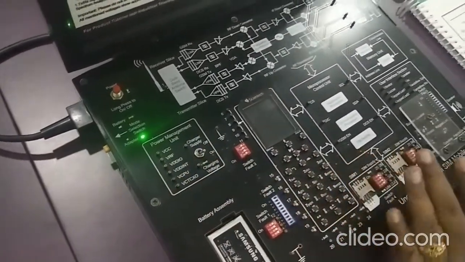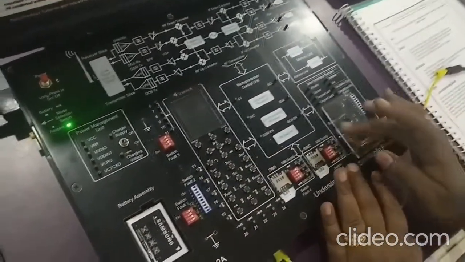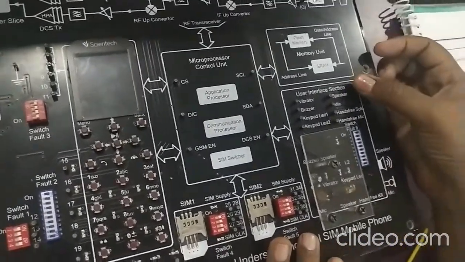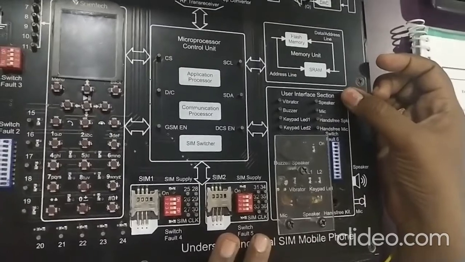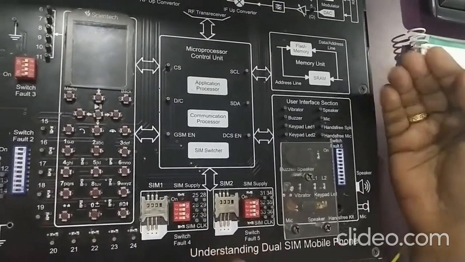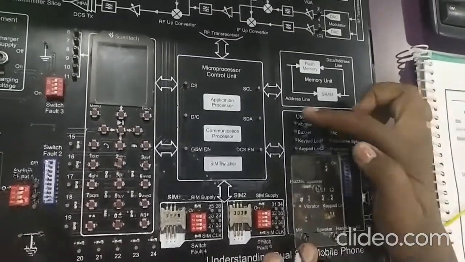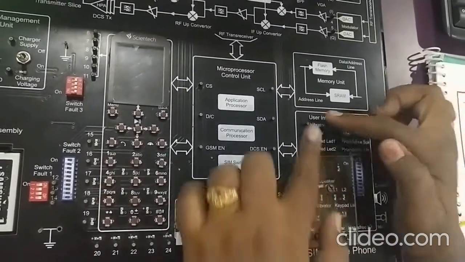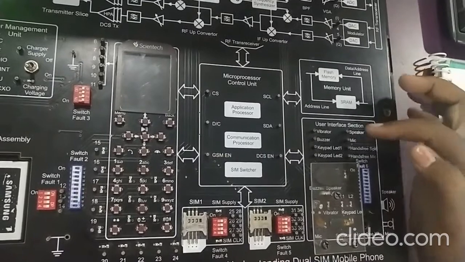And again, this 10th experiment is fully about this user interface section. As we all know, what is the meaning of user interface? How we communicate with the mobile or how we get the output from the mobile comes under user interface. How we interface with the mobile phone is explained in this experiment.